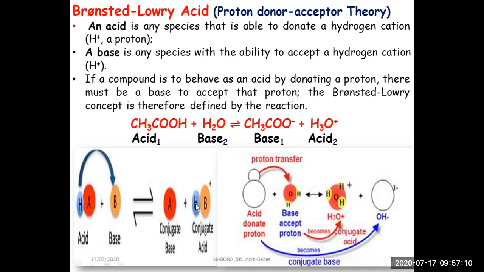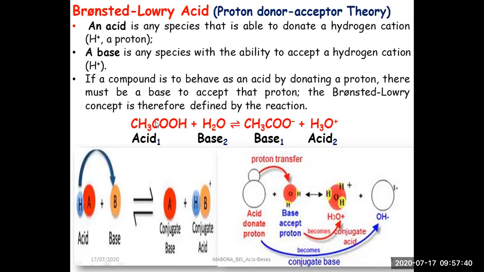Now what you will find is that BH plus and B are conjugate acid-base pairs of each other, and HA and A minus are conjugate acid-base pairs of each other. What is the difference between them? So you'll find that an acid and its conjugate base have a difference of one hydrogen. Similarly, a base and its conjugate acid have a difference of one hydrogen. So such kind of pairs are called conjugate acid-base pairs.